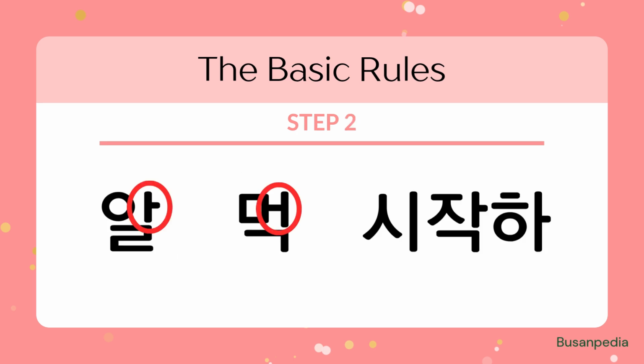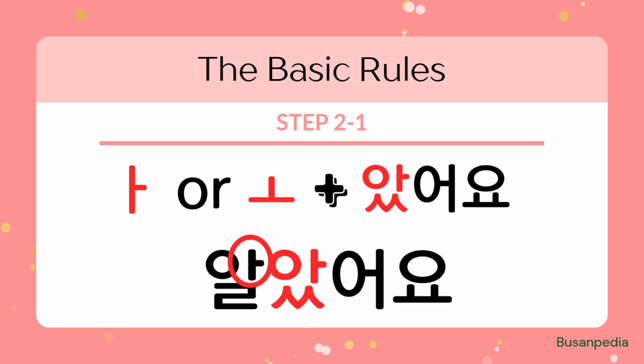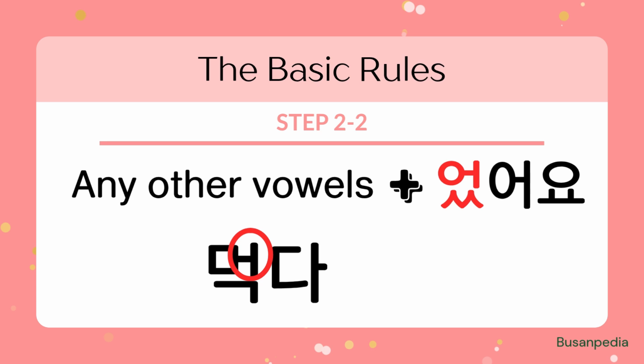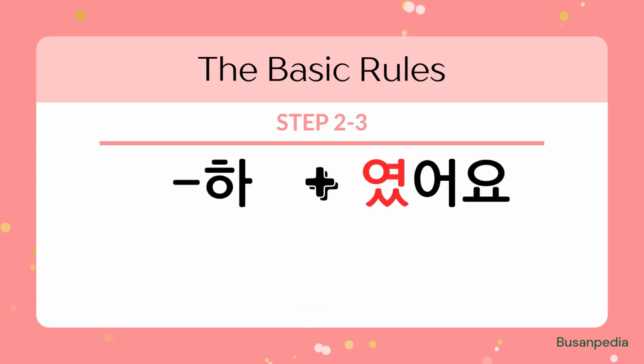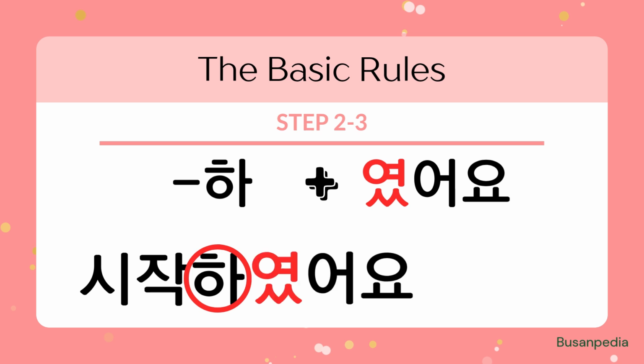Next, look at the last vowel in the stem. If the last vowel is 아 or 오, we add 았어요. So, 알다 becomes 알았어요. If it's anything else, we add 었어요. So, 먹다 becomes 먹었어요. And for 하다 verbs, it's always 였어요. For example, 시작하다 becomes 시작하였어요. This then contracts to 시작했어요, but we will talk more about that in just a moment.